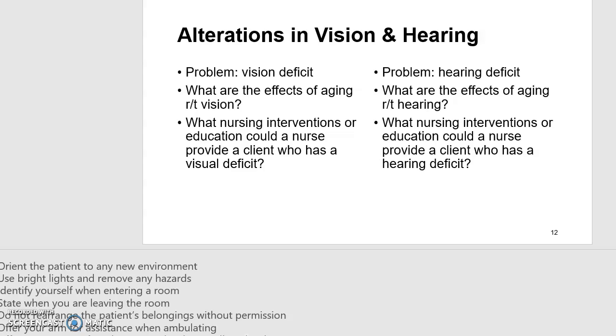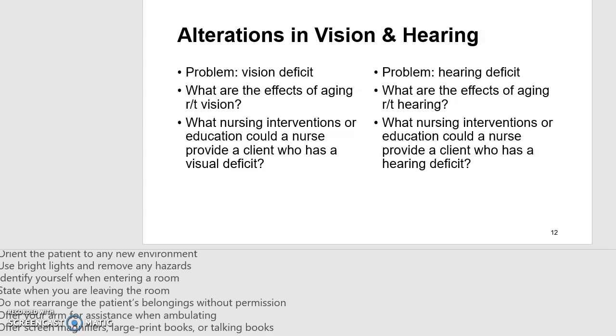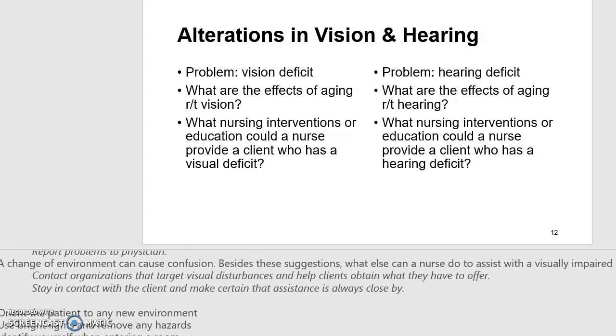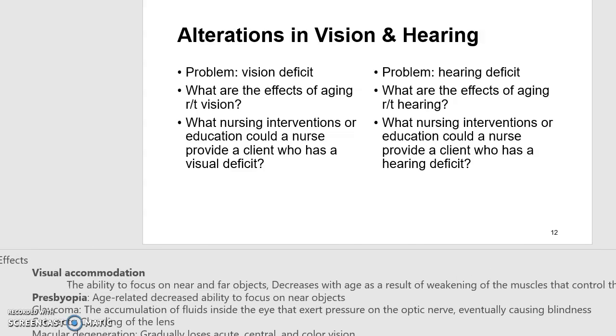Let them know when you're leaving the room so they're not still talking. Don't rearrange their belongings without letting them know. Offer your arm for assistance when walking or being mobile, and offer any screen magnifiers. A lot of facilities have large print editions of books, magazines, or audiobooks that they might be able to use to keep themselves cognitively challenged as well.